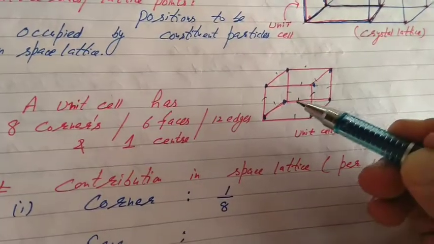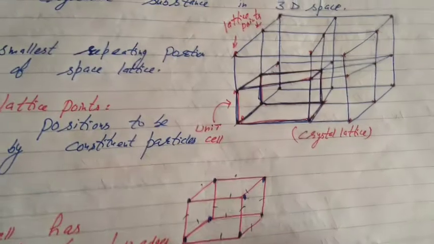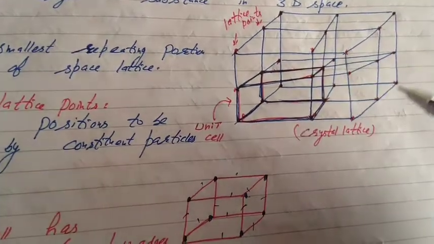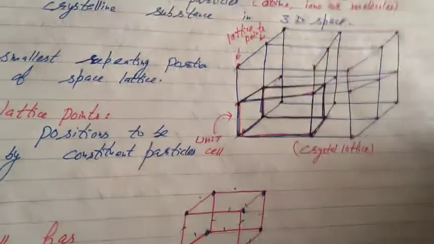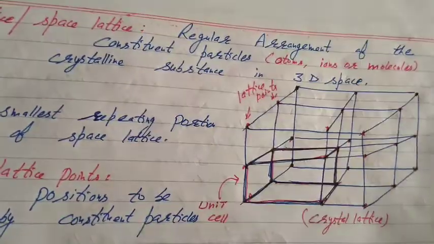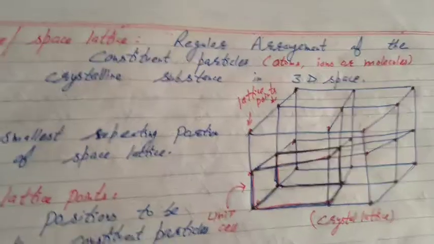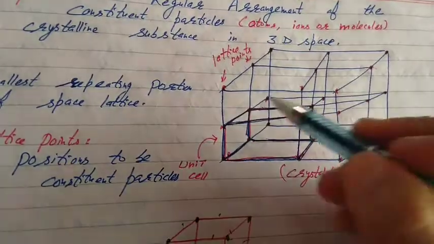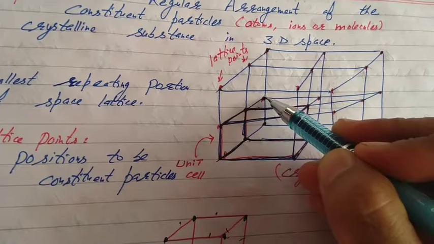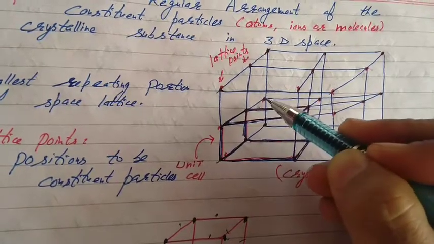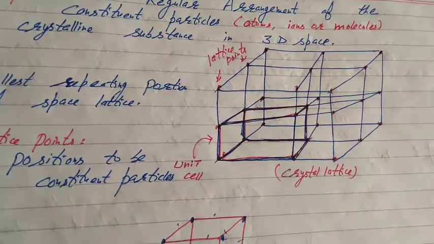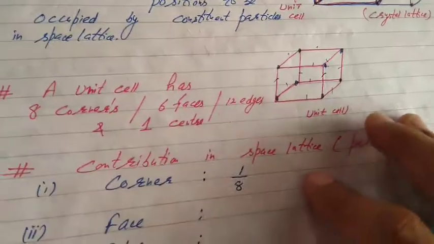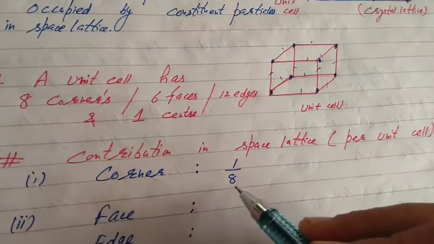And when we repeat unit cell again and again in 3 dimensions, we get space lattice. Regular arrangement of constituent particles in 3-dimensional space is called space lattice. Now students, please clear your concept. In space lattice, each corner is shared by 8 adjacent unit cells. So contribution per unit cell at corner is 1 by 8.